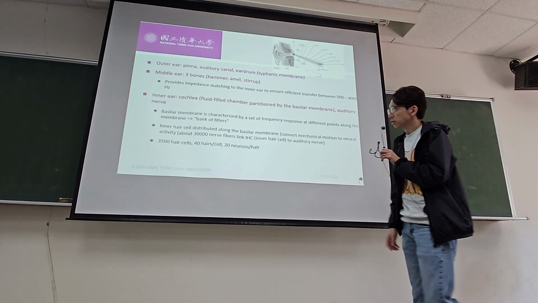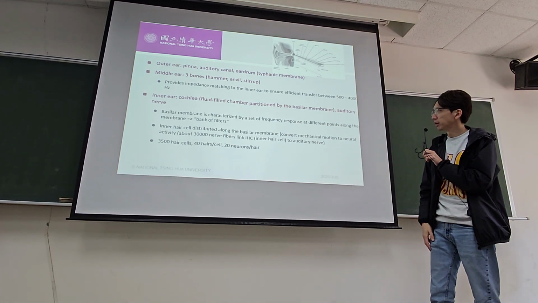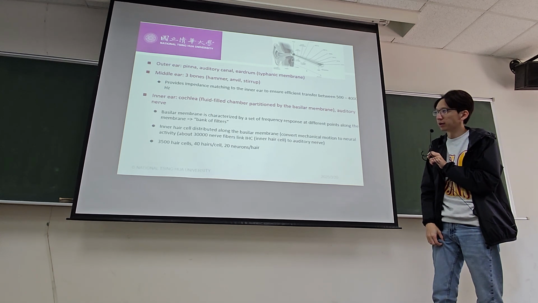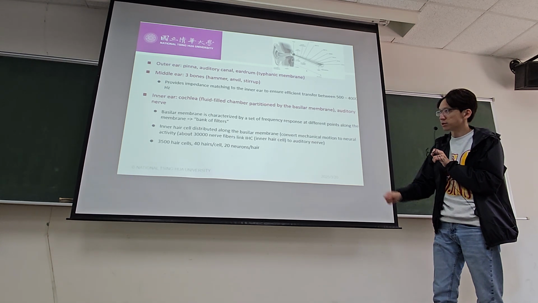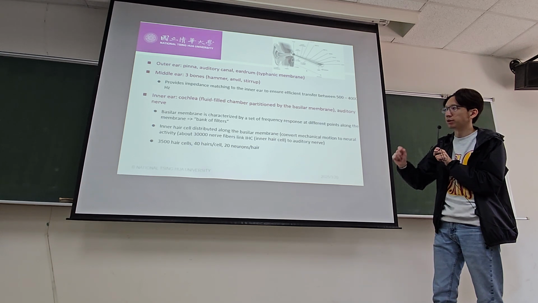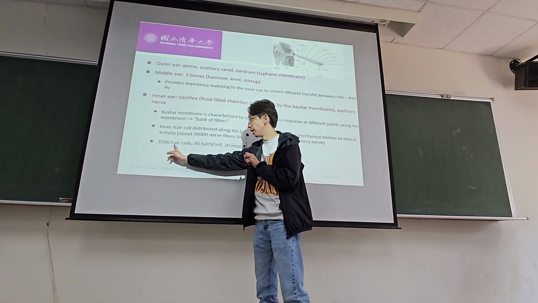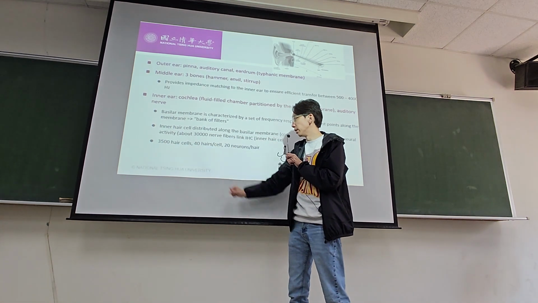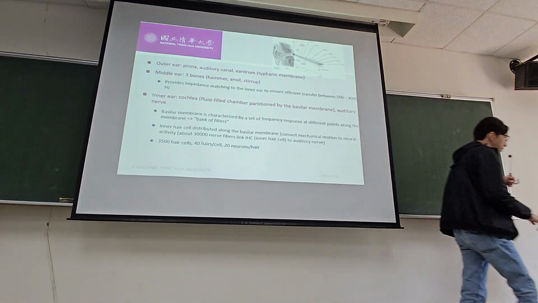The inner hair cells are distributed along the basilar membrane, converting mechanical motion to neural activity. There are about 30,000 nerve filter banks linked from the inner hair cells to the auditory nerves. About 3,500 hair cells, 40 hairs per cell, is about 20 neurons per hair. So what's happening here? I'll show the picture.